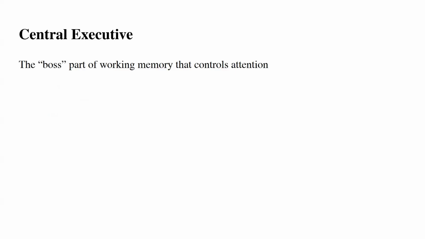The central executive is the boss part of working memory that controls attention. The phonological loop deals with spoken and written information, such as repeating a phone number. Iconic memory is short memory of visual info. Echoic memory is short memory of sounds.